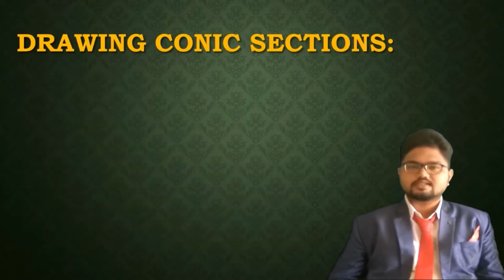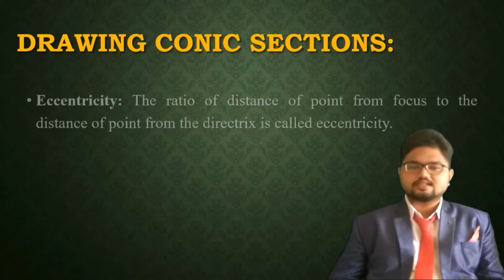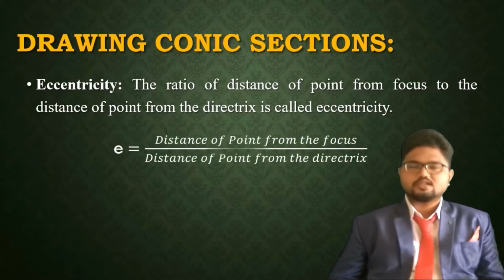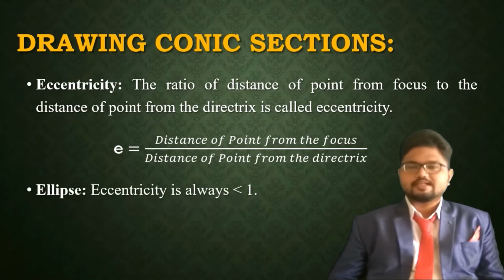So how to draw conic sections? We use the general method or eccentricity method. You know this word eccentricity? Eccentricity means the ratio of distance of a point from the focus to the distance of the point from the directrix, and it is denoted with the alphabet small e. Okay, everybody, small e is equal to the ratio of distance of point from the focus to the distance of point from directrix.